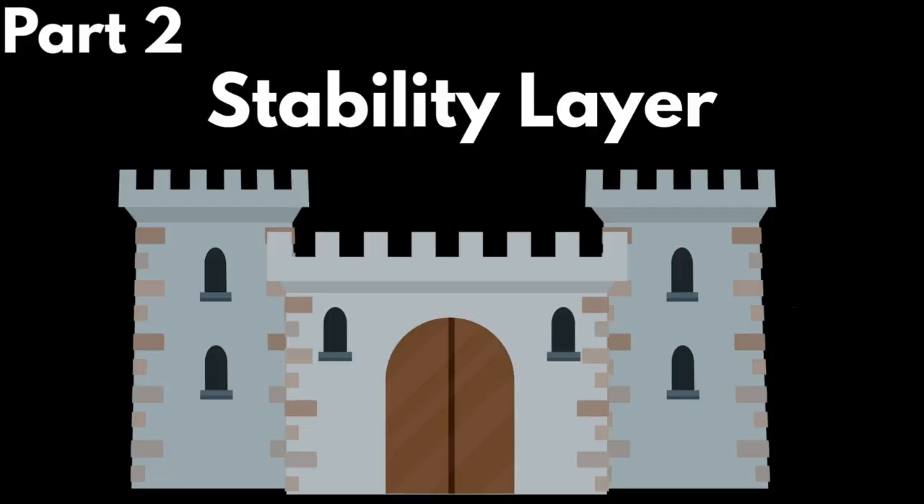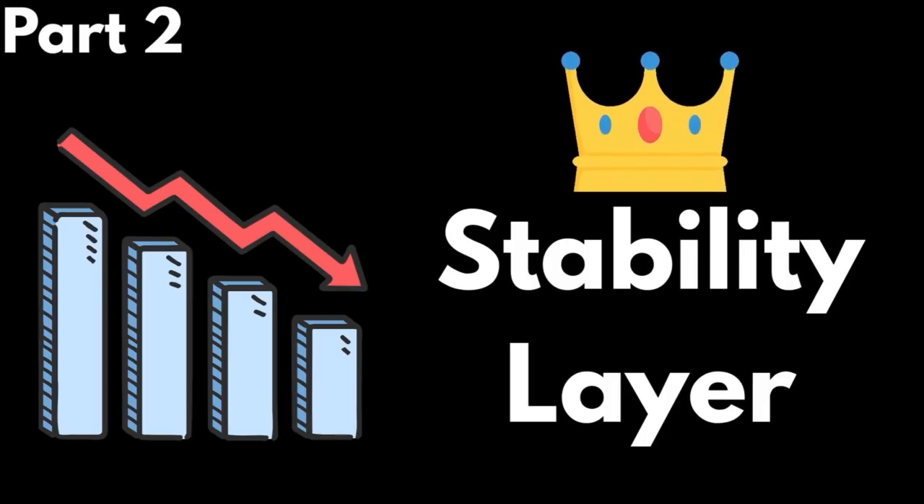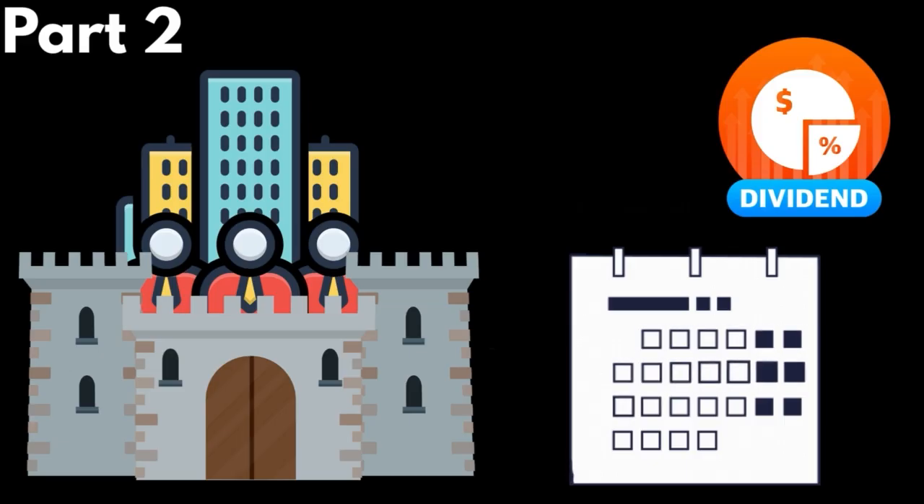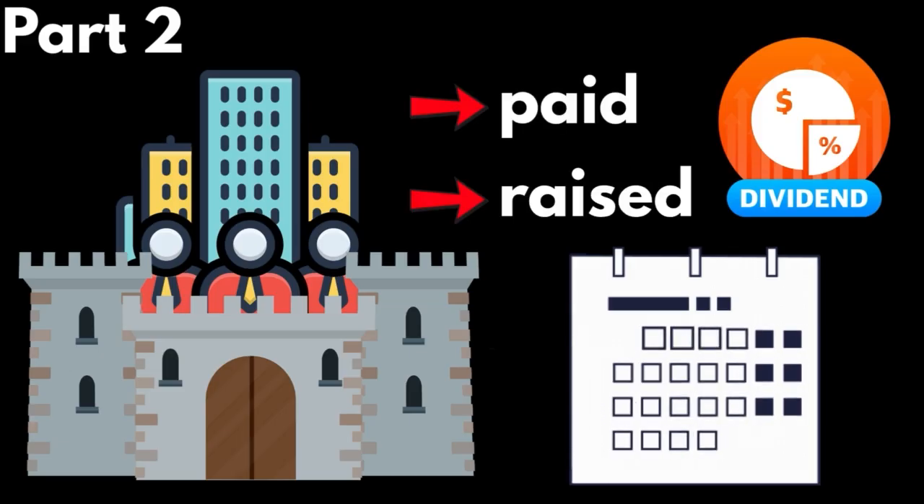Part 2. Understanding the stability layer. This is the heart of your dividend portfolio. The layer that never flinches. The stability layer. If everything else crashes, this is what stands. Because this layer is made of giants, fortress-like companies that have paid and raised dividends for decades.